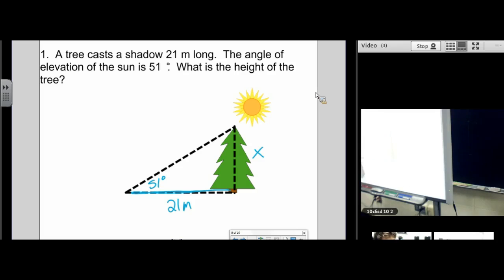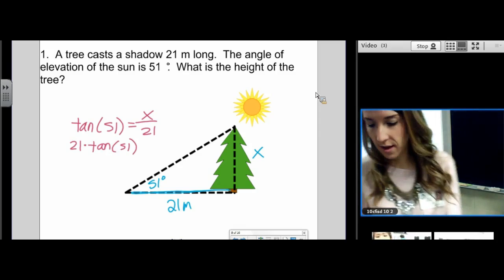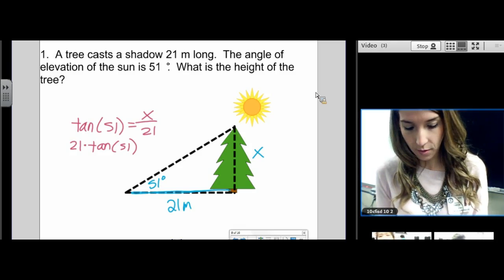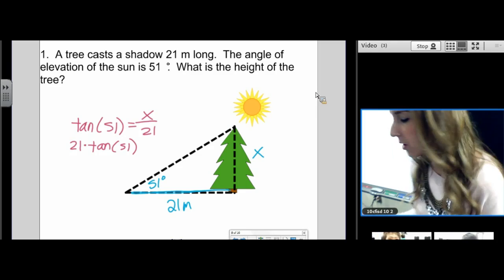What would this one be? Tan, opposite over adjacent, 21 times tan 51. So today I'm not focusing on the trig, I'm focusing on drawing the pictures and labeling them correctly. So if I go quickly through the trig, I apologize.